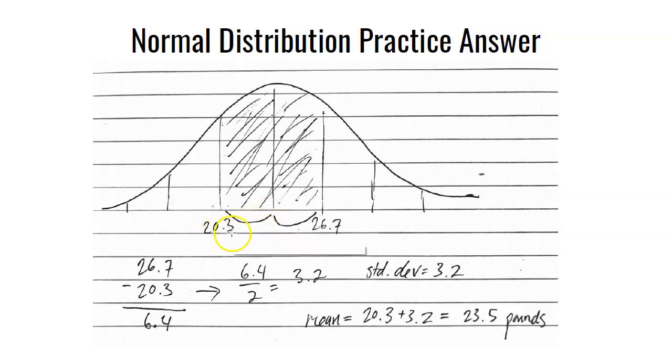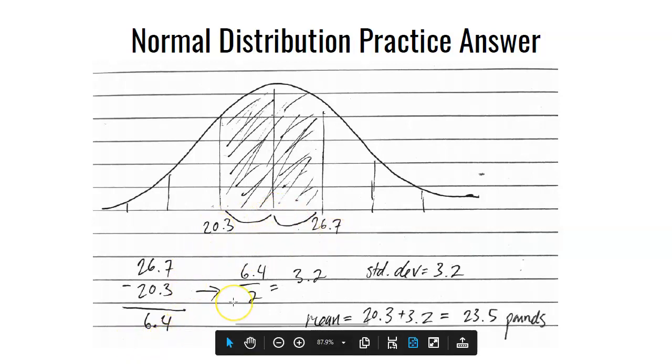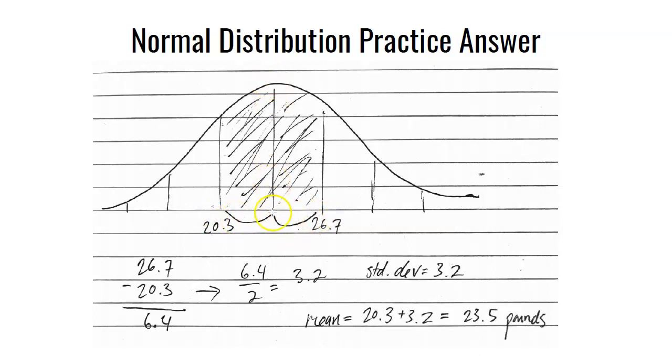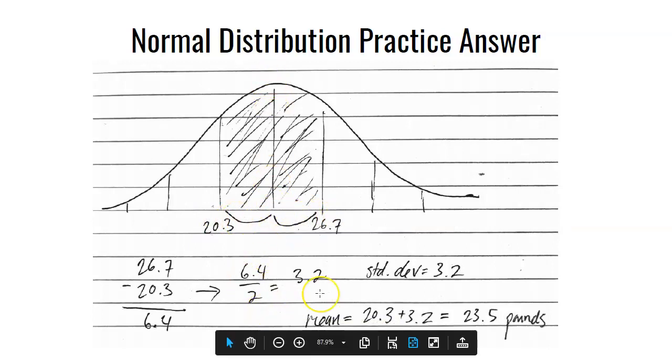So here is 20.3 and here is 26.7. My mean is right in between them. So I find the difference, it's 6.4, and I divide by 2. The reason that I'm dividing by 2 is that there is one standard deviation, two standard deviations between these two observations, right? The mean is in the middle. 6.4 divided by 2 is 3.2, so the standard deviation is 3.2. And then to find the mean, I just go up one standard deviation from this 20.3, and I find a mean of 23.5 pounds.